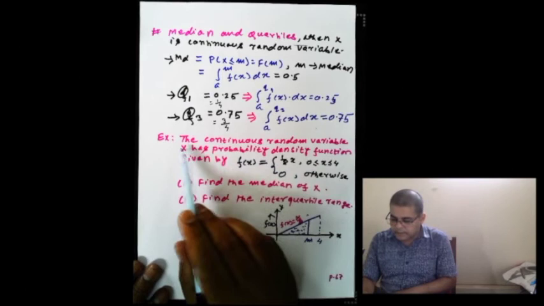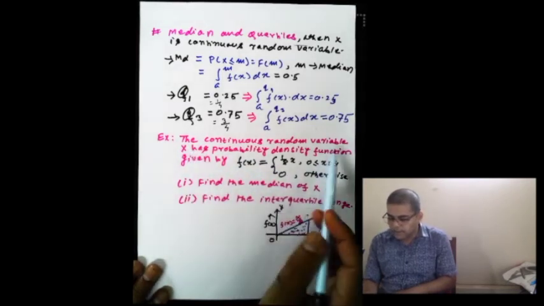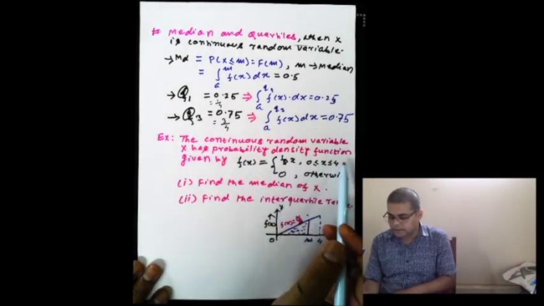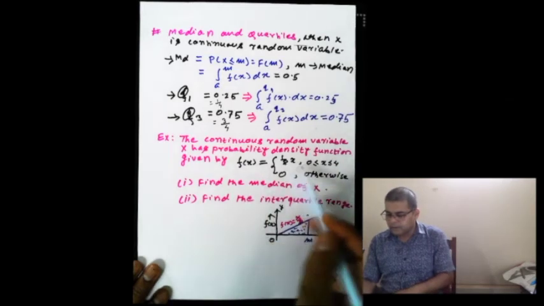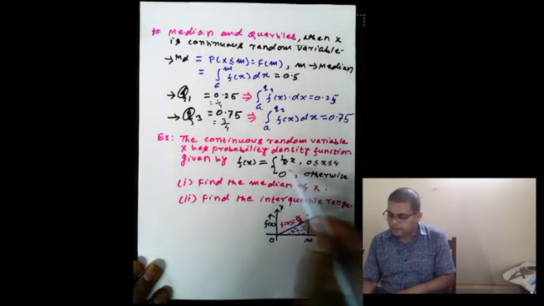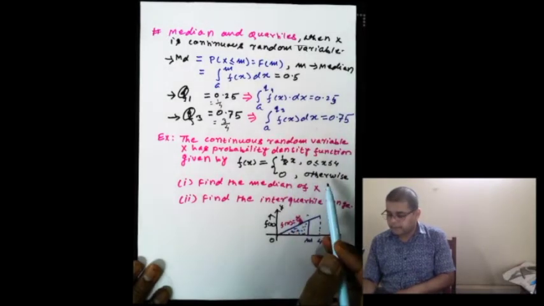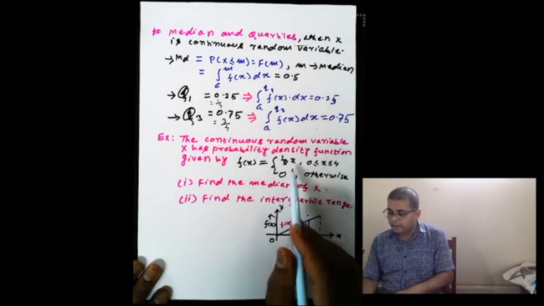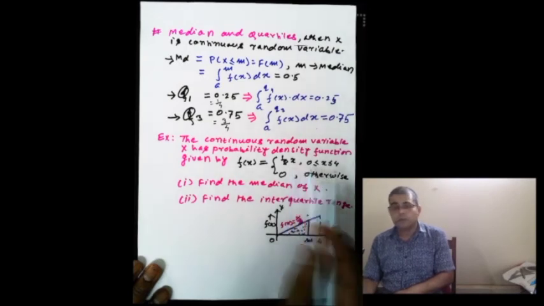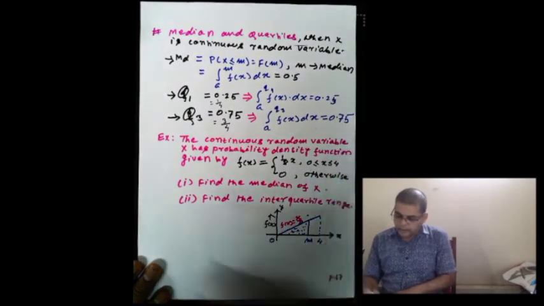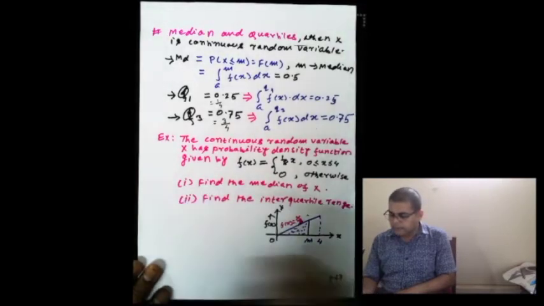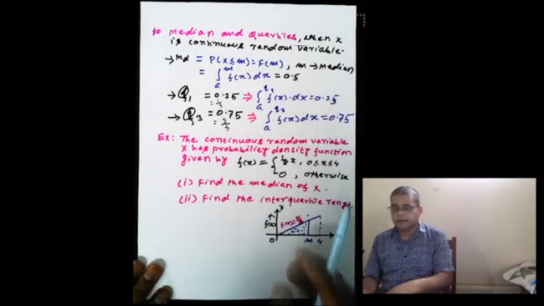Now here is one example. The example states that the continuous random variable x has probability density function given by f(x) equals 1 by 8 x. We have taken the same function from 0 to 4 and 0 otherwise. That means it is not defined for other values of x other than 0 to 4. And then in question number 1 we have to find the median of x, and in the second you have to find the interquartile range.